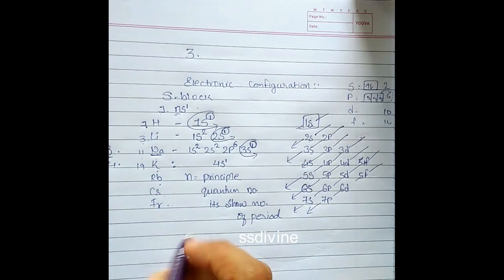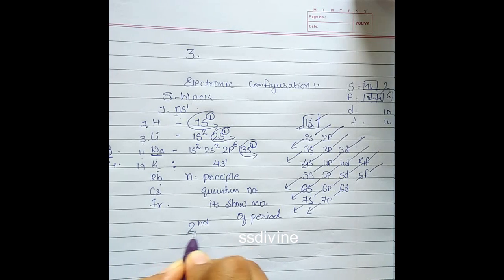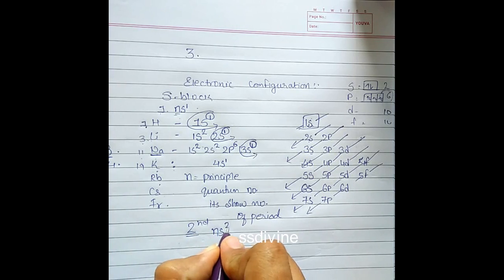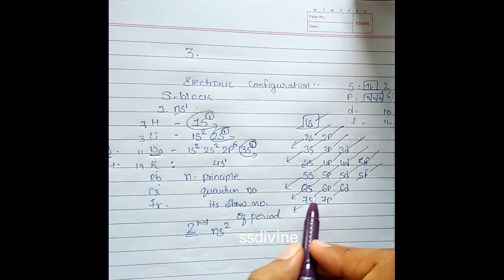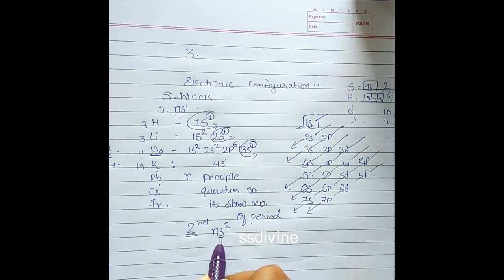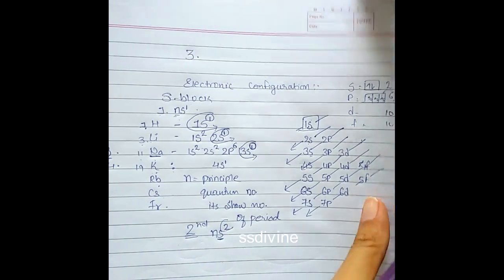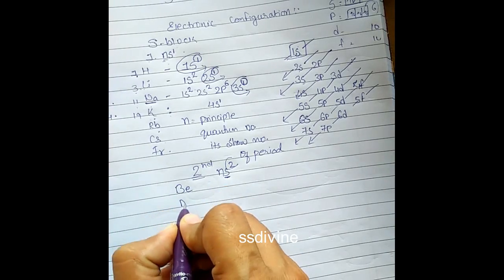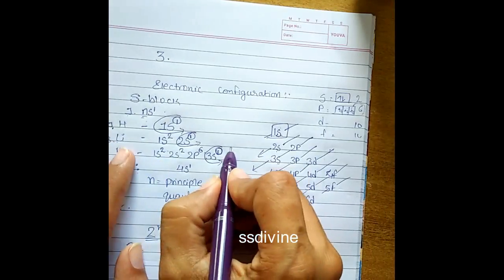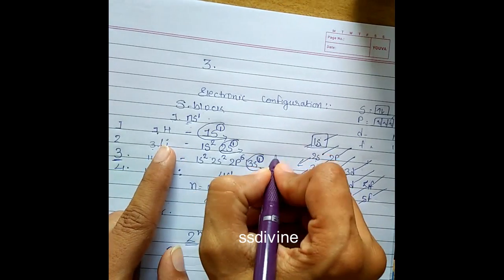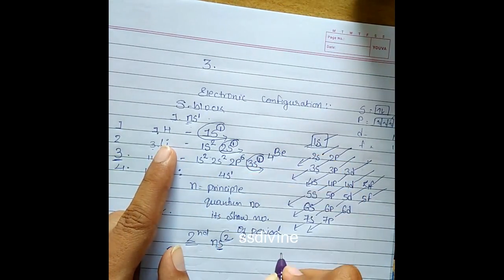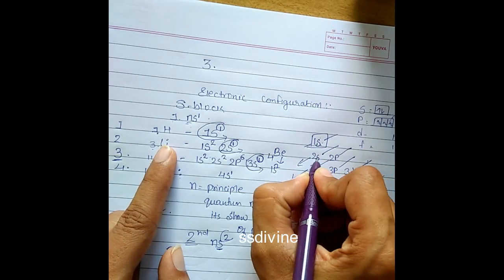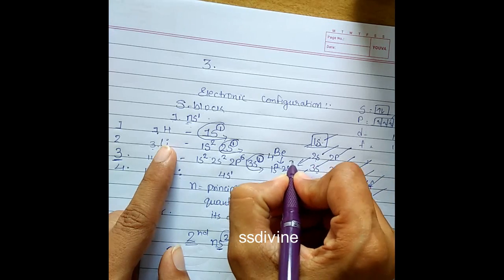Same if I am talking about group 2. The second group will be having electronic configuration ns2, because the last electron will enter into the s shell second. For example, if we talk about beryllium, beryllium is belonging to second period, atomic number 4. तो क्या हो जाएगा beryllium का? The first is 1s2, then it will enter into 2s, that is 2s2.